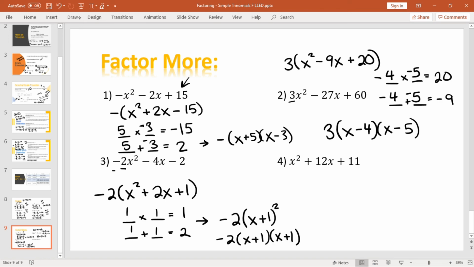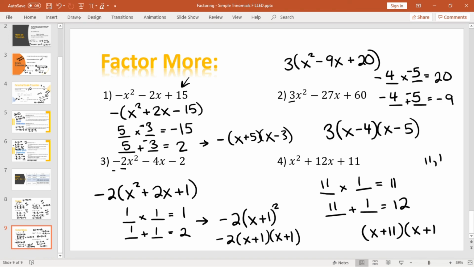Same. Last one, we're ending with an easy one. We need to multiply to 11 and add to 12. Well, 11 is prime, so the only way to make it is 11 times 1. And that's one we often forget about. Don't forget about that number times 1 as being possible factors. 11 times 1 is 11, but 11 plus 1 is 12. And our factored form, x plus 11, x plus 1.